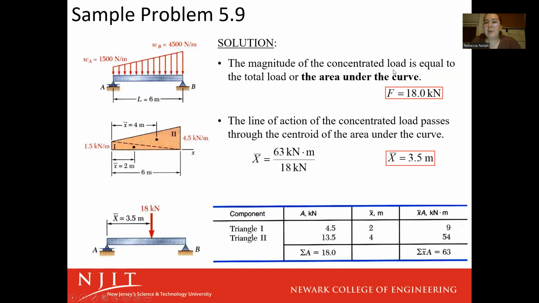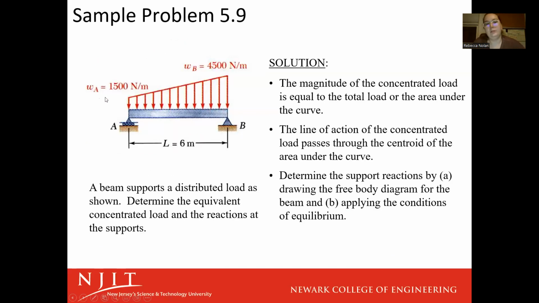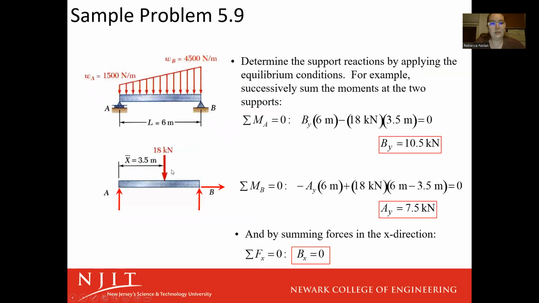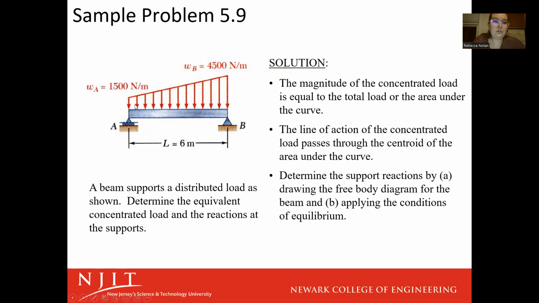The magnitude of the force is going to be the area under the curve, right? There are two ways you could easily break this up. You could either do one rectangle at the bottom that has a magnitude of 1,500 newtons per meter times that length, and then a second area of the triangle on top, or you could do two triangles.